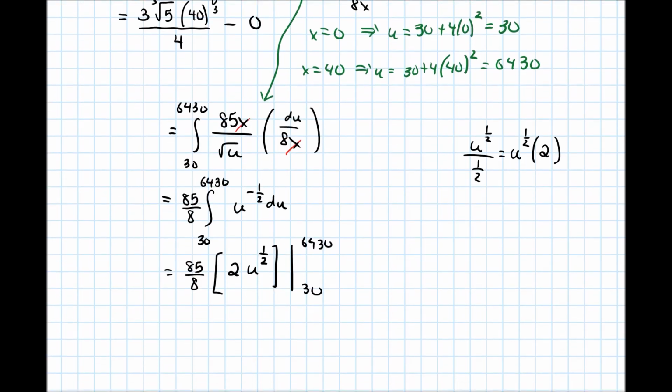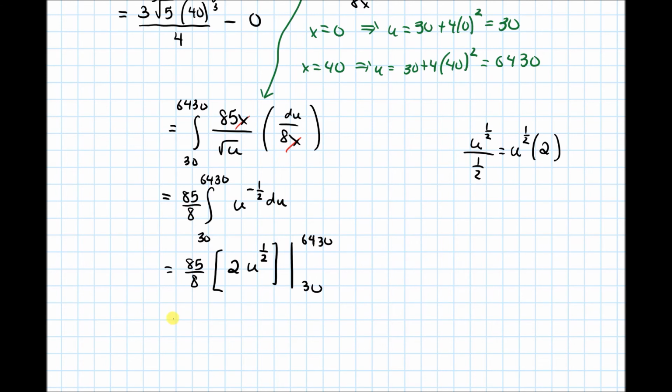Okay, so we are almost ready here. Alright, so 85 over 8 times 2 will cancel a little bit, and I'll get 85 over 4. And when I have a constant like this multiplying everything, I can just keep it factored out of what I plug in. So now when I plug in, first I'm going to plug in 6,430. So I'll get 6,430 to the 1/2 power, which is the same thing as the square root of 6,430. And then minus what I get when I plug in 30, so that'll give me square root of 30.